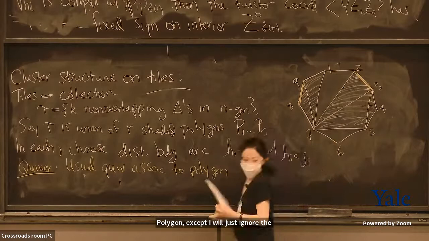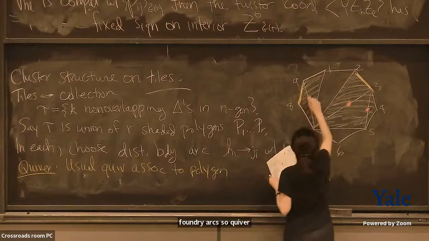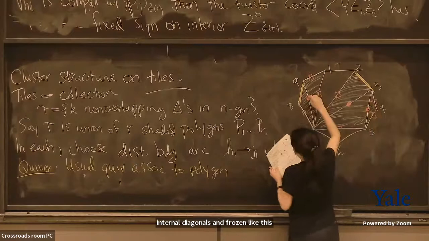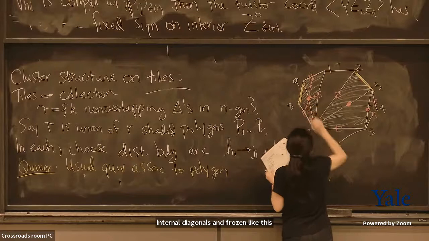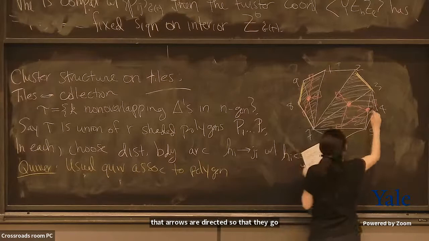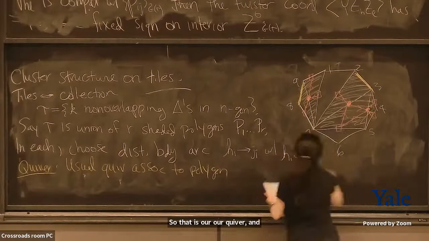So let me draw a quiver. I'll have mutable vertices corresponding to internal diagonals and frozens like this. There's this kind of simple recipe, which is that arrows are directed so that they go around clockwise inside of a triangle. So that is our quiver. And then the cluster variables wind up being simply ratios of twistor coordinates, except you have to be careful about the sign.